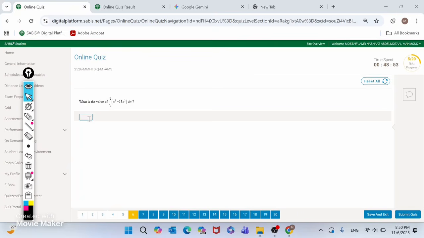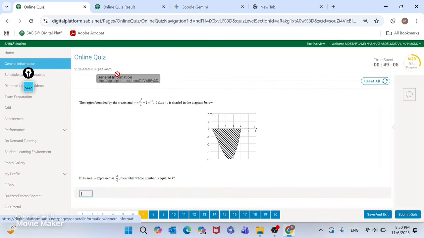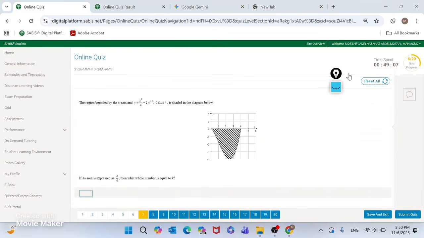Minus 15x squared. You get negative 80 and that's the answer. Simple. Oh, see, that's why I don't like keeping it on that side.